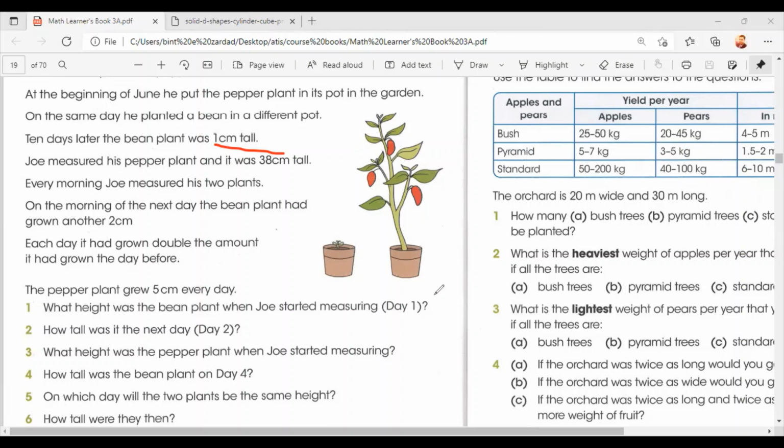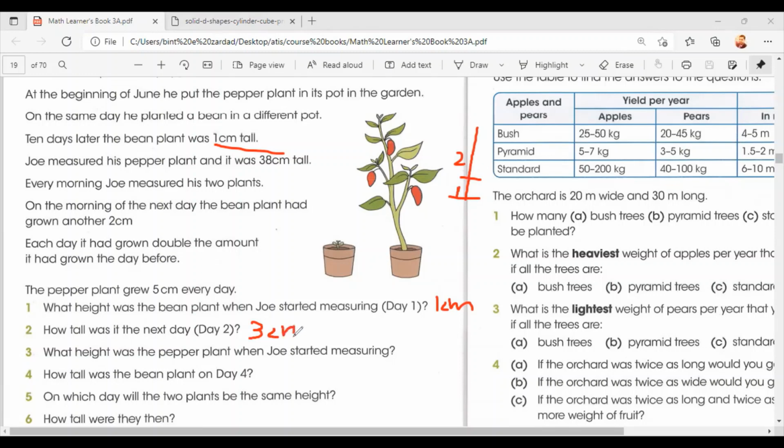Okay. What about how tall was it the next day, day 2? We know the bean plant doubles. On the morning of the next day, the bean plant had grown another 2 centimeters. So first it was 1 centimeter, and on the next day it grows another 2 centimeters. So 1 here and 2 here. So 1 plus 2, now it is 3 centimeters. Day 2, it is 3 centimeters.